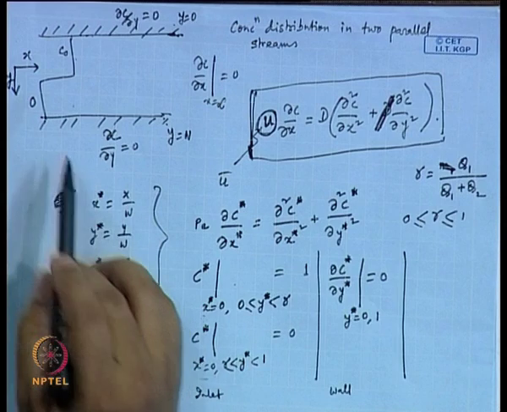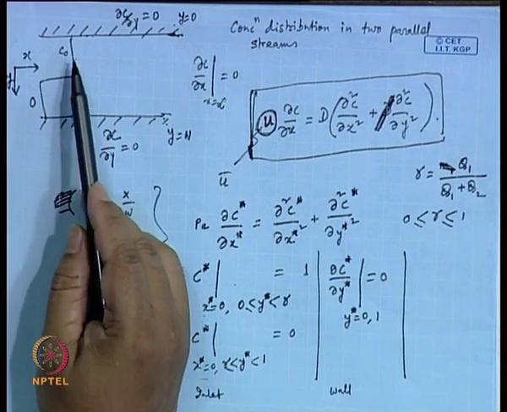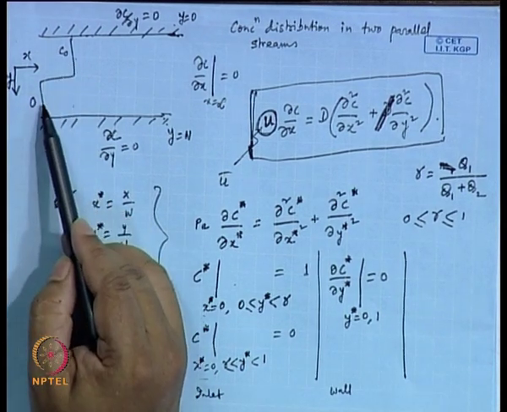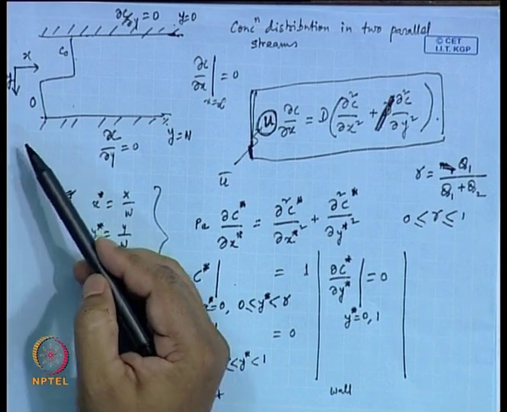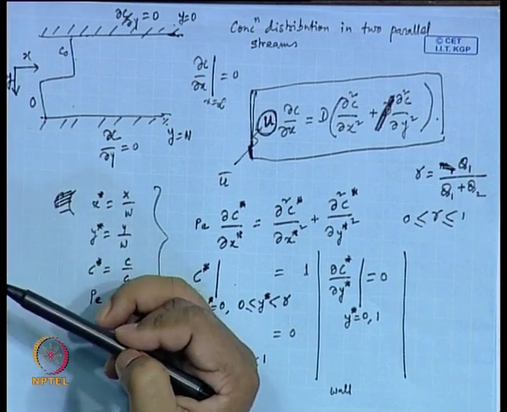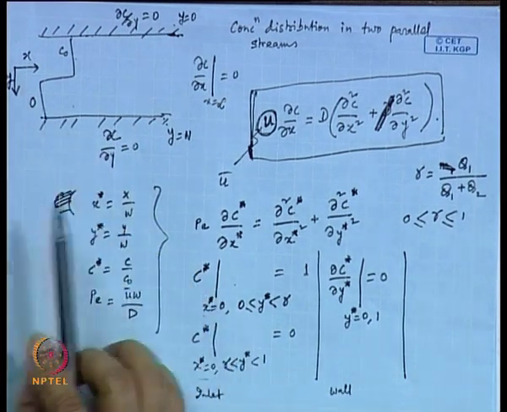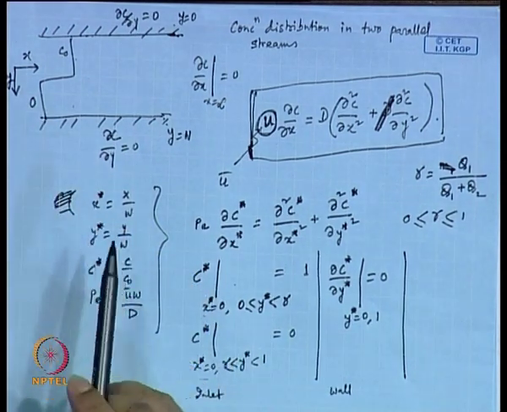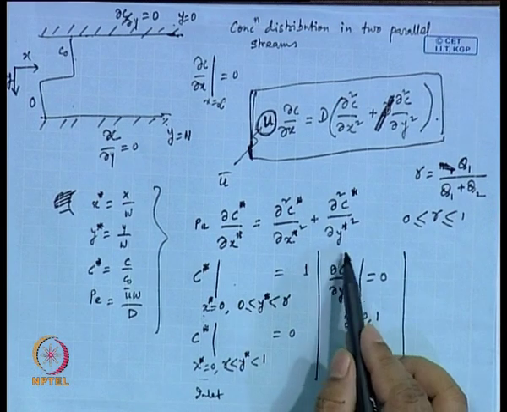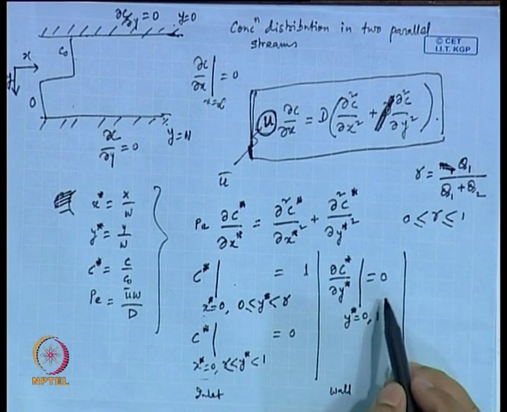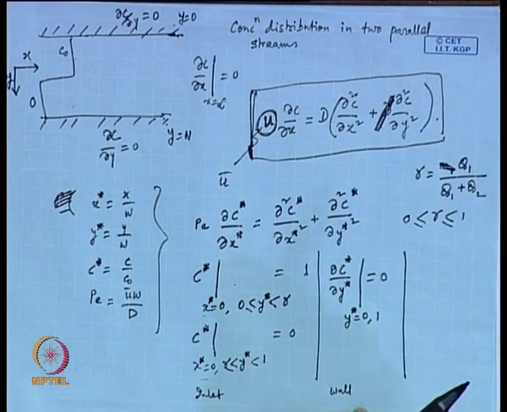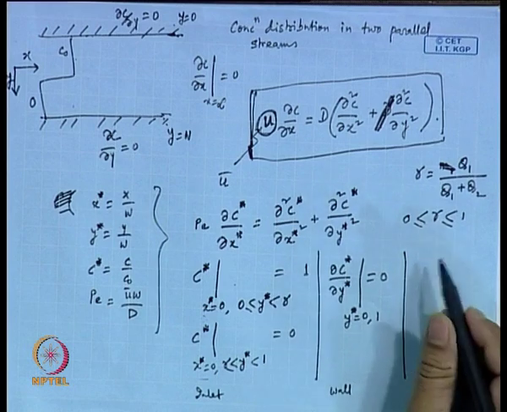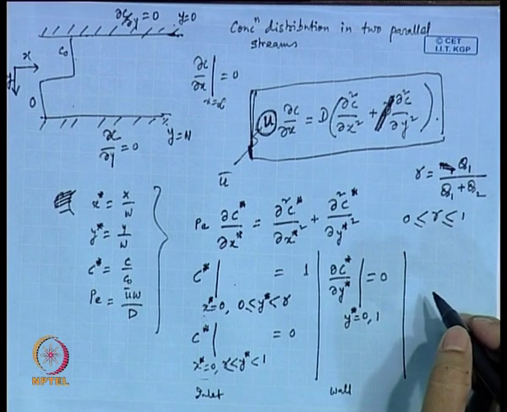If somebody is working with multiple streams, that means one C0, another stream with 0 concentration, then another C0, another 0, another C0, another 0. If you have multiple such streams, then probably by symmetry, it will not be a wall condition, but you will have a similar condition by symmetry, because by symmetry this derivative of concentration with respect to y star would be 0.